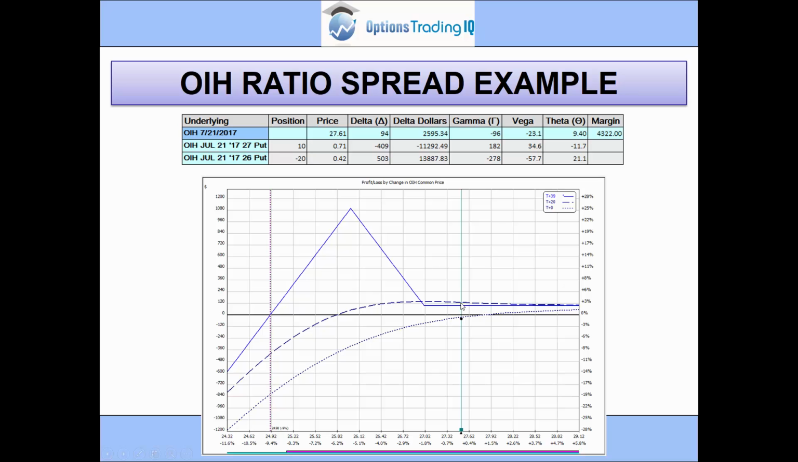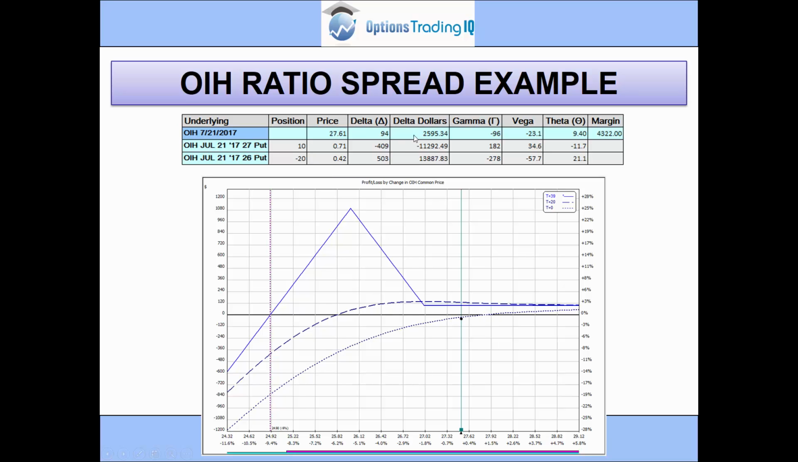We can make money if the stock stays flat, goes up or goes down. We've got a margin for error of about 6% on the downside halfway through the trade. But again, that T plus 0 line, if the stock goes down early on in the trade, it comes under pressure. So that's what we don't want early on in the trade.